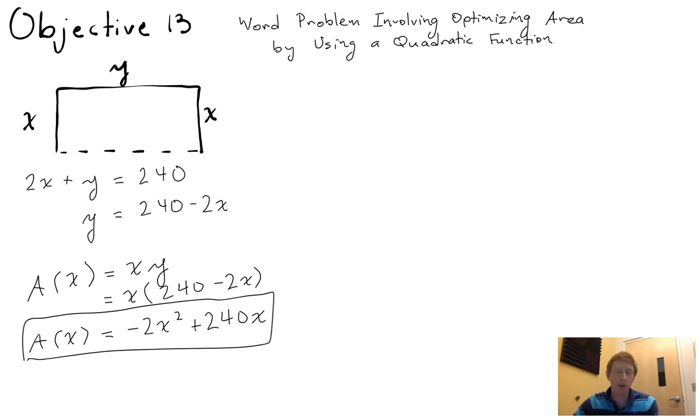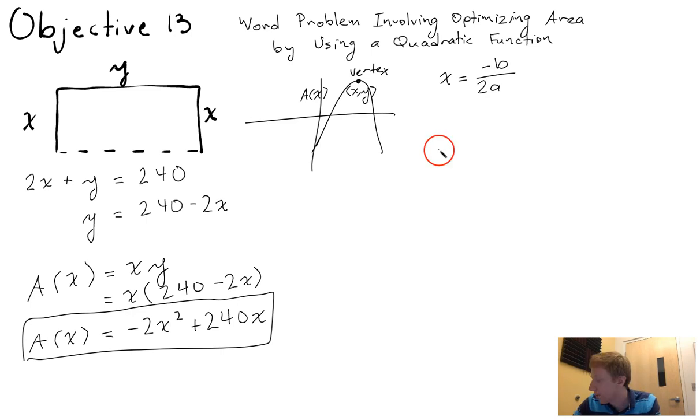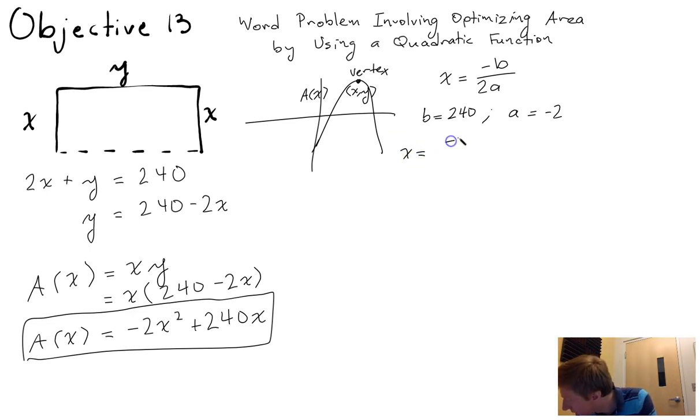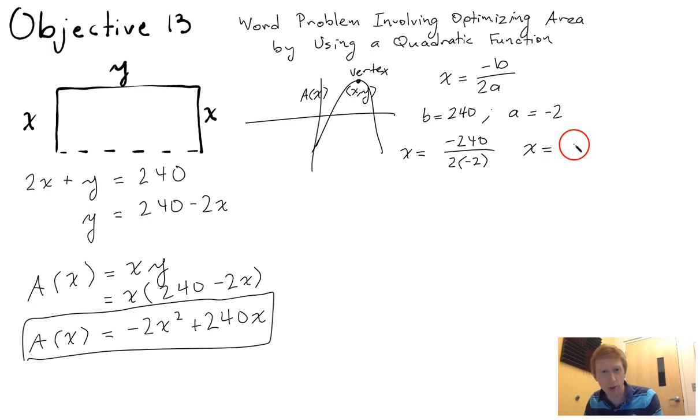A of x is a quadratic function with a negative leading coefficient. So this means that the graph opens downward and that the maximum point will be the vertex. The y value of the vertex will give you the maximum area of the rectangle. To find the x value of the vertex, use x equals negative b over 2a. From the standard form of a quadratic equation, you know that b equals 240 and a equals negative 2. Substitute these and solve for x. So x equals negative 240 divided by 2 times negative 2. After performing this calculation, we find that x is equal to 60.